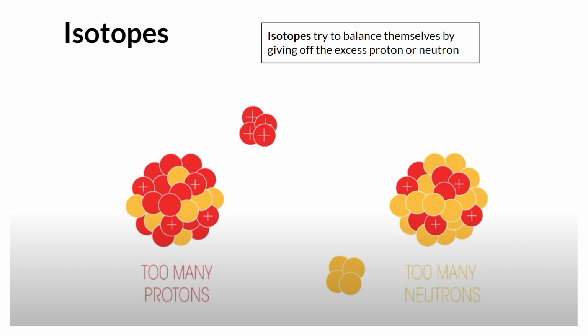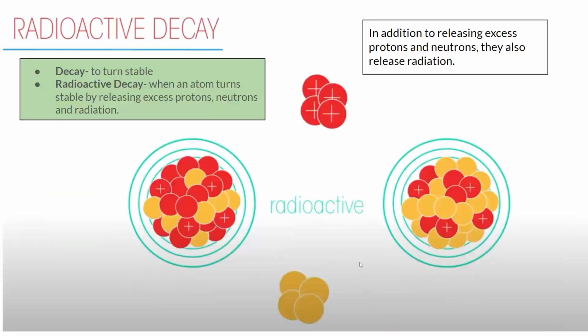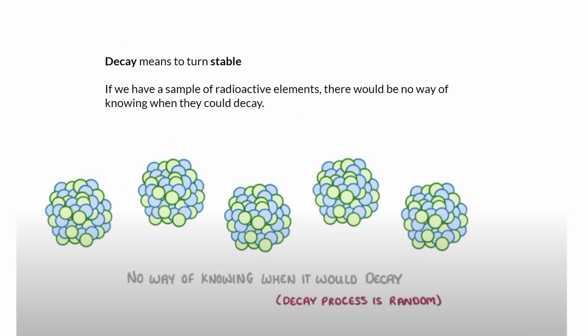The thing is, when isotopes try to balance themselves out or become stable by releasing these extra protons and neutrons, they're also releasing radiation. So that's why we call this radioactive decay. Decay means to turn stable. So when the isotopes are releasing extra protons and neutrons, they are decaying, or turning stable. We also call this radioactive decay because when an atom turns stable by releasing these extra protons and neutrons, it's also releasing radiation. This was optional for you to write down in your notebook. So decay means to turn stable.